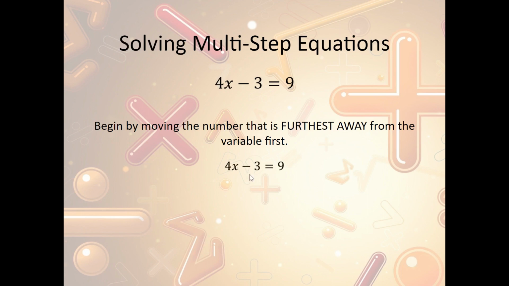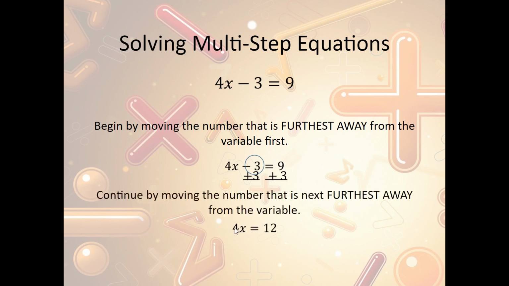So we'll go ahead and add 3 to both sides. And we're left with 4x by itself. Negative 3 plus 3 is 0. So that's really 4x plus 0, which is just 4x. And we have 9 plus 3 is 12. So we're left with 4x is equal to 12. Now we get rid of the next variable. So we just keep doing this, whatever's the next furthest away. We just keep doing that process until we get x by itself.